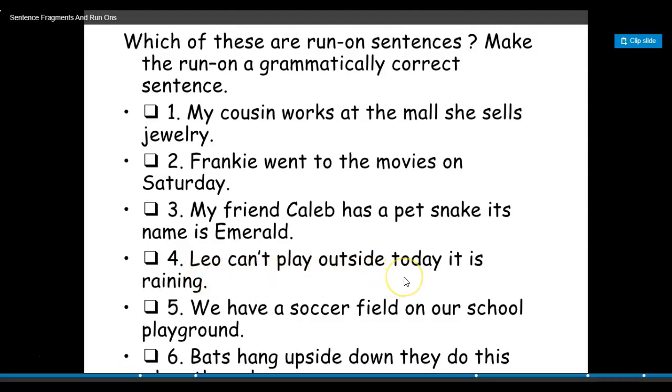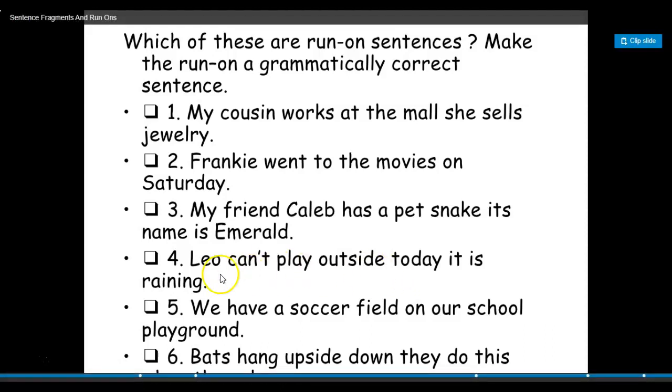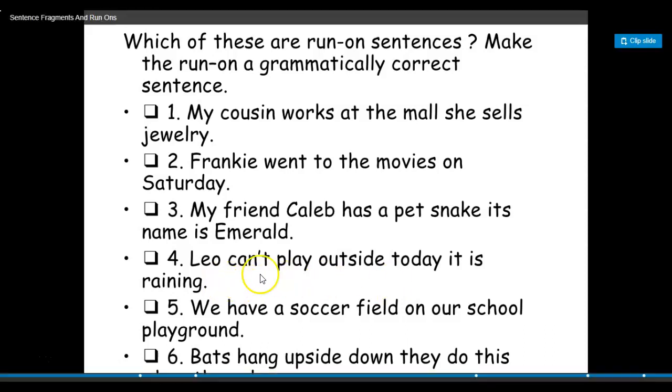Leo can't play outside today. It is raining. Is this a run-on sentence? Yes. I can fix it a couple different ways. Where would I put a period if I wanted to make it two sentences? Where does the first thought end? Leo can't play outside today. Period. Capital I. It is raining. Or I could say Leo can't play outside today because it is raining. And now it's not a run-on sentence.